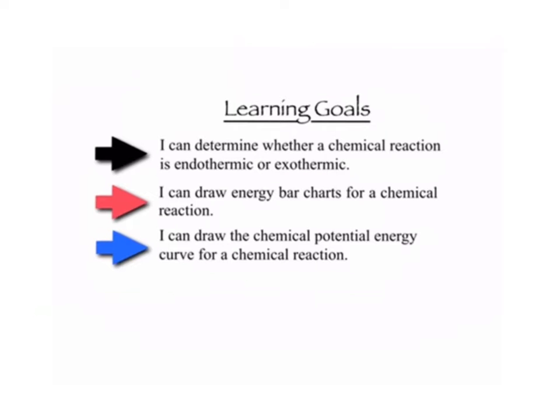Now, learning goals for today, for this quick lesson. I want you to be able to determine whether a chemical reaction is endothermic or exothermic. I want you to be able to draw energy bar charts for a chemical reaction. And then I also want you to be able to draw the chemical potential energy curve for a chemical reaction.